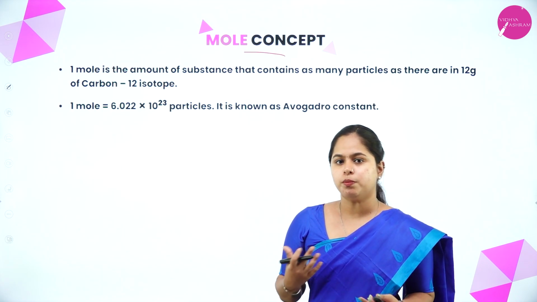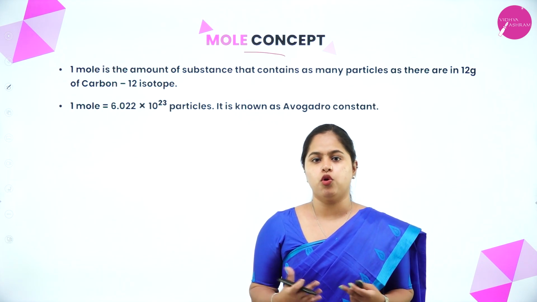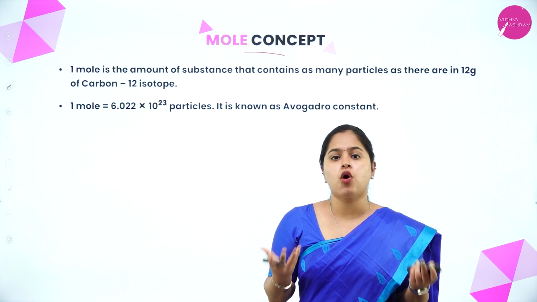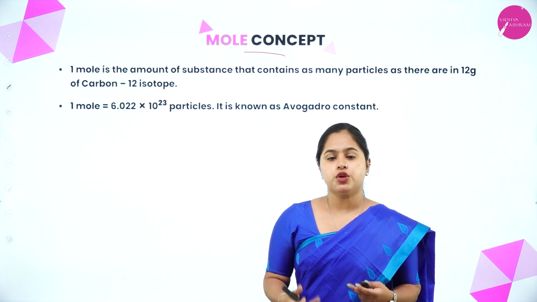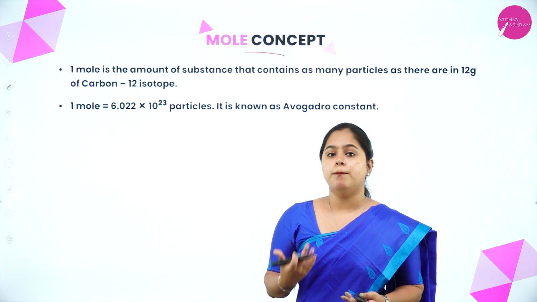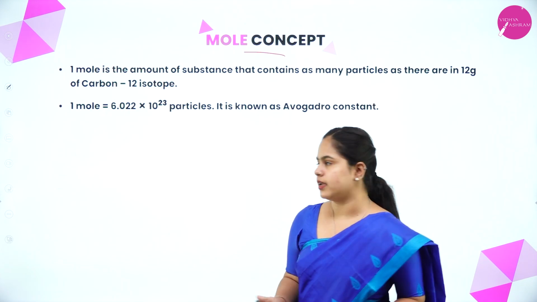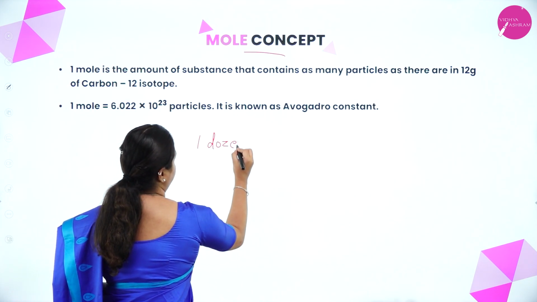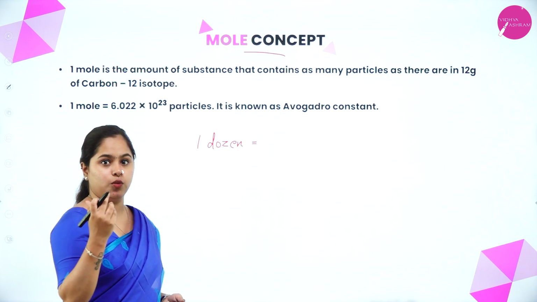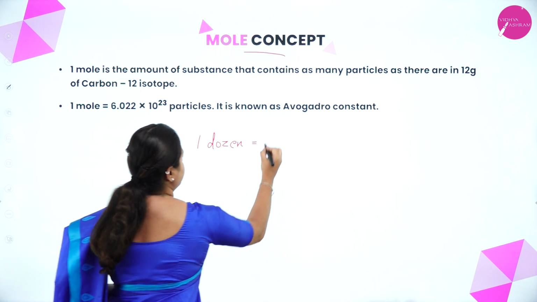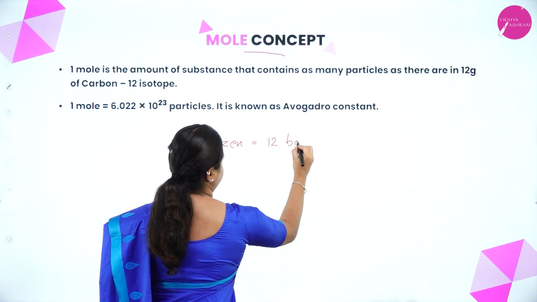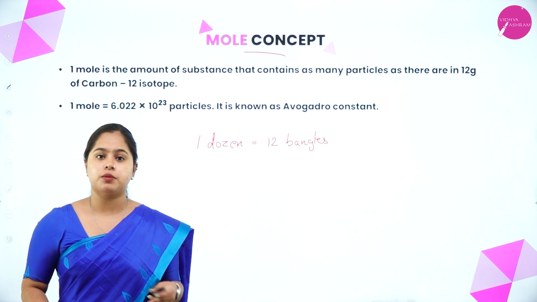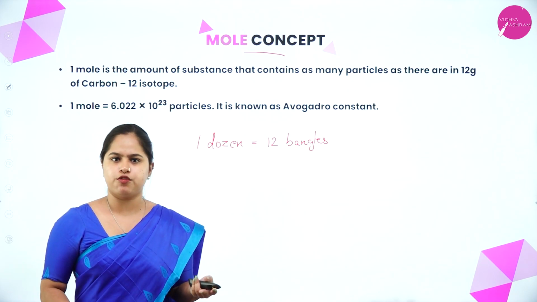Before beginning with the mole concept, when you go to a shop and buy bangles, in what quantity do you buy them? Usually the quantity in which you measure bangles will be dozens, right? How many bangles will you get in 1 dozen? It is 12 bangles. How much will be 2 dozens then? 12 into 2, 24 bangles, right?